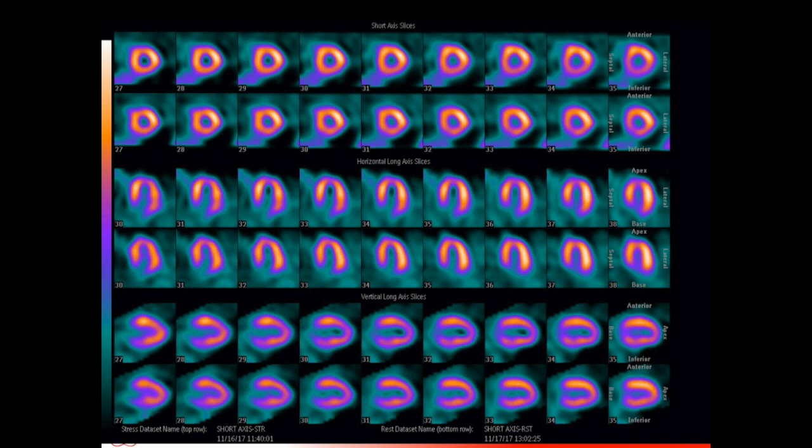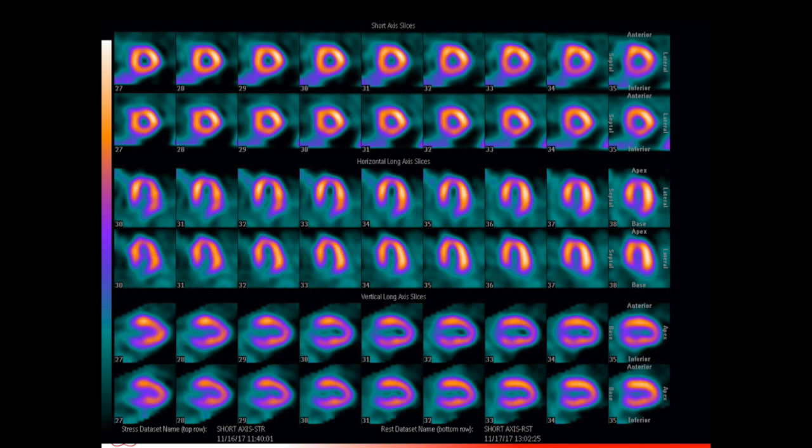So there's nothing glaring in this scan, but if we were to look closely towards the apex on the horizontal long axis in the middle of the screen and compare that with the rest just below, the apex is a little bit thinner, a little bit more purple, and it plumps up and becomes a little bit more orange. And if you cross-correlate that with the vertical long axes, I think you can appreciate that in the middle of the screen on the bottom row, the apex, maybe the apical anterior segment, is a little bit purple, a little bit thinner, whereas it's a little bit brighter, a little bit plumper, more orange on the rest images immediately beneath.